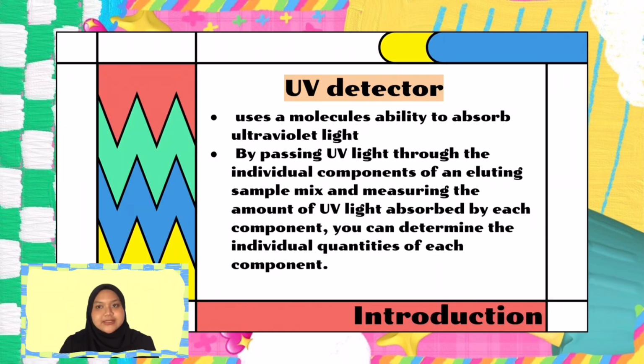A UV detector uses a molecule's ability to absorb ultraviolet light. Detectors can use a single wavelength or variable wavelengths, which can be more sensitive. By passing UV light through the individual component of an eluting sample mix and measuring the amount of UV light absorbed by each component, you can determine the individual quantities of each component.